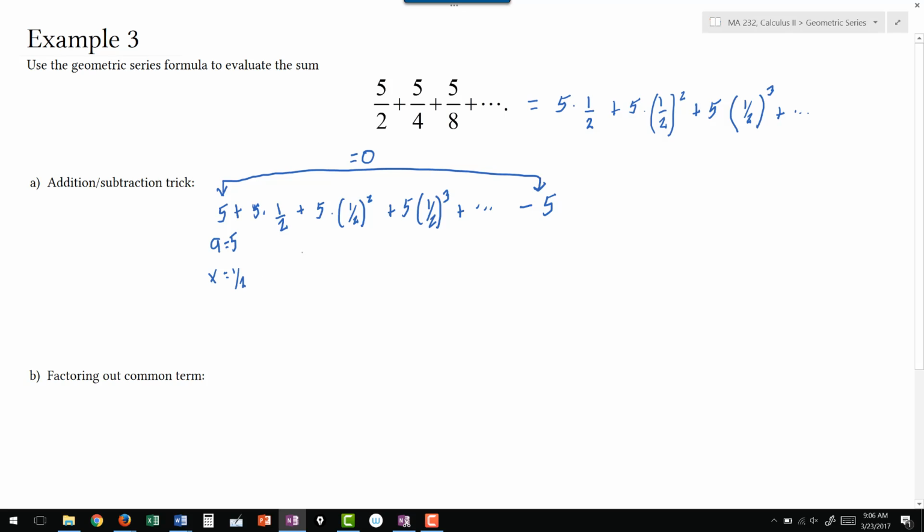And so the geometric series that starts with a equals 5, we evaluate with a over 1 minus x. So that's 5 over 1 minus a half. And then we have to remember that minus 5 from our trick at the end. After simplifying, we would get 10 minus 5, which is equal to 5.